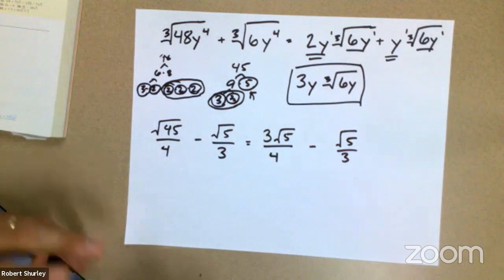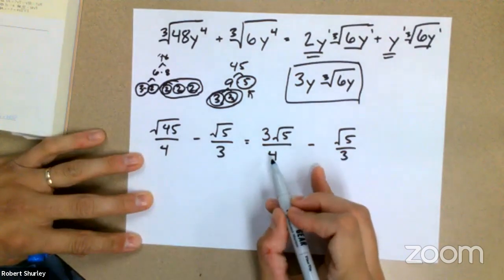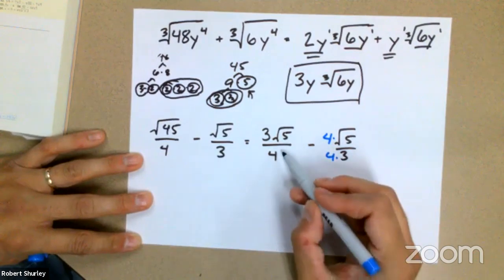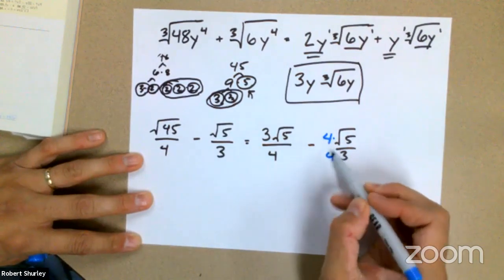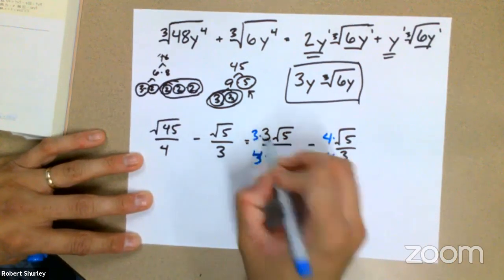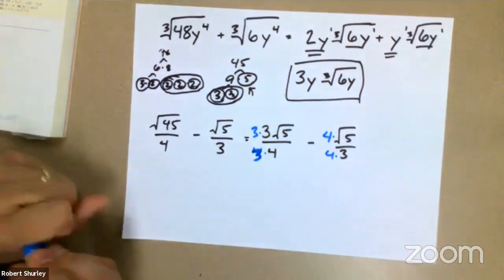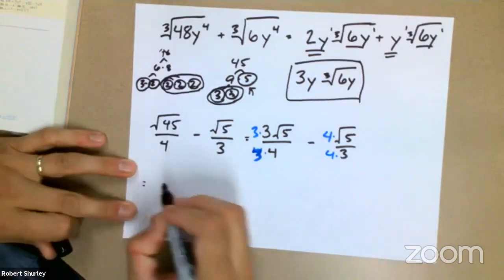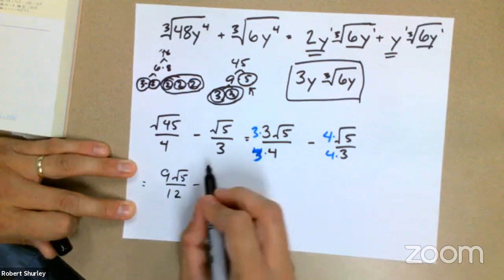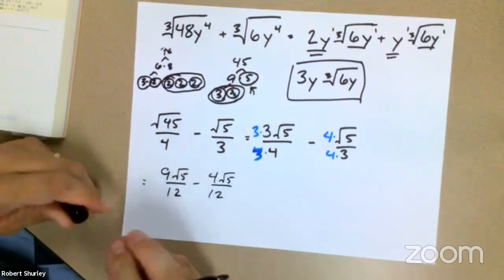Now we've got to get a common denominator. The easiest way to do this, of course, is to just take whatever the denominator is on the other fraction and multiply it to the top and bottom of the other fraction. So if I've got a 4 here, just multiply by 4 on top and bottom. I've got a 3 here. I'm going to multiply by, not 4, but 3 on top and bottom. Okay, that's a 3. So you wind up with 9 square root of 5 over 12 minus 4 square root of 5 over 12, right?